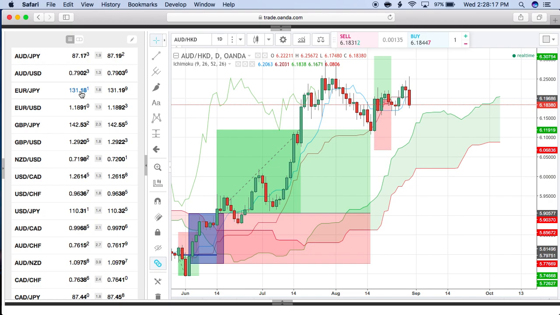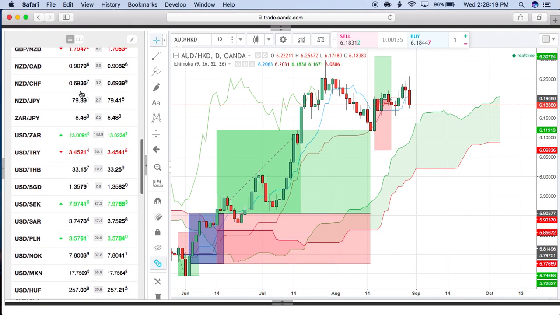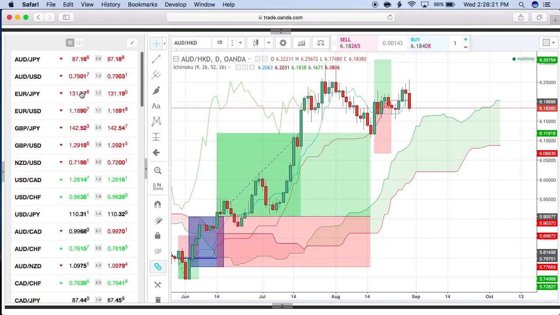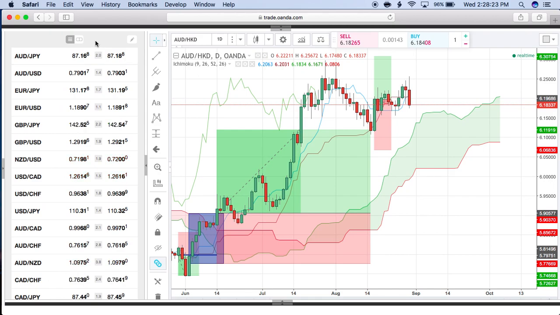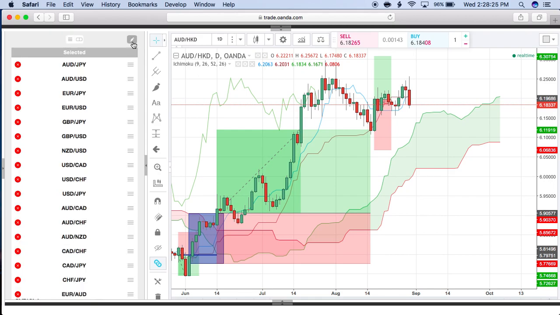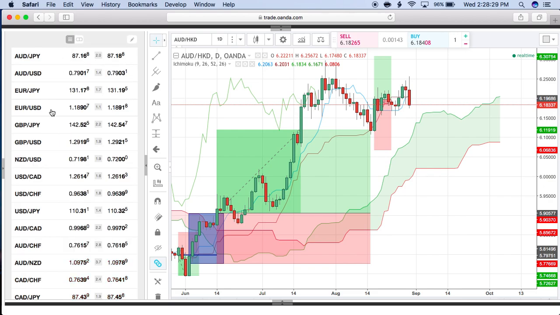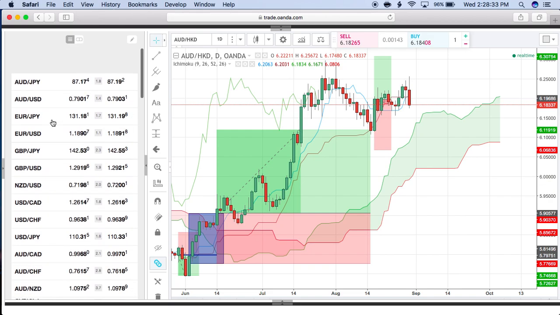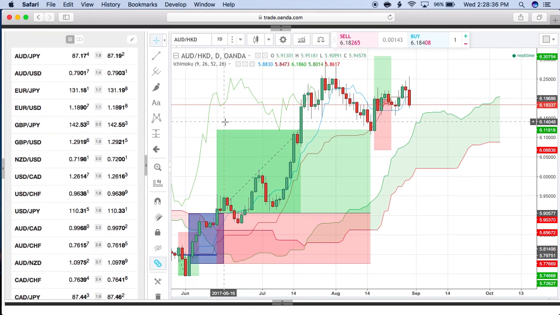So I'm just going to go through all these pairs. I have them all marked off. You can select which pairs are shown by going here. You can add them or take them away from your watch list, if you will. I just allow all of them to be shown in this list. And I've got the Ichimoku indicator on here.